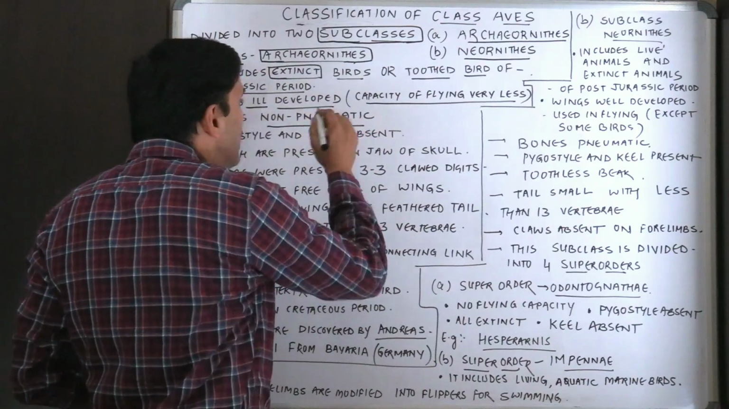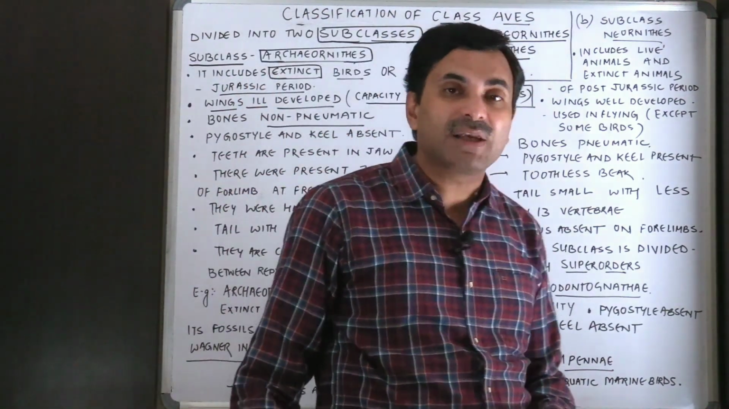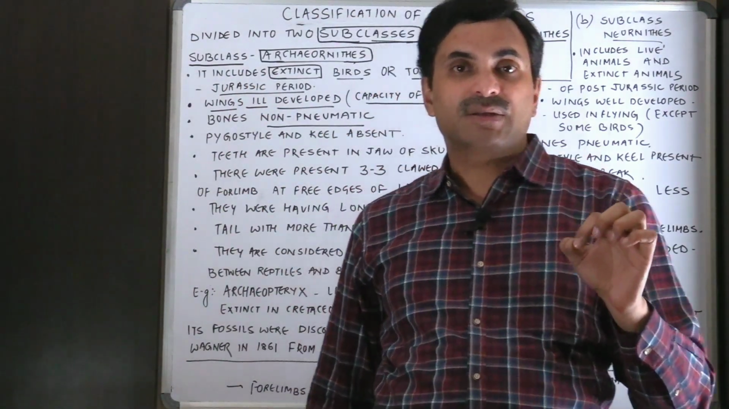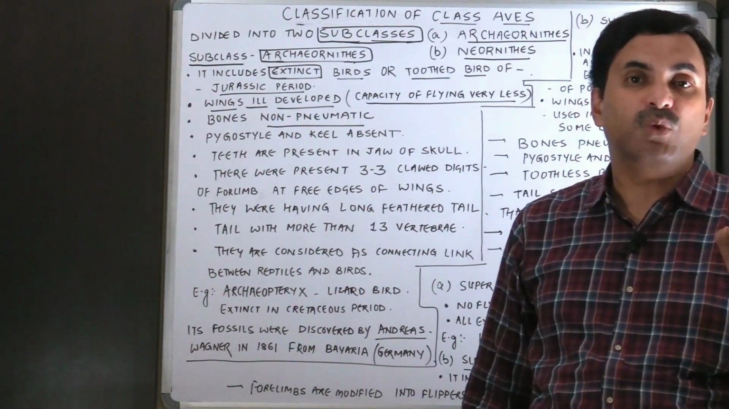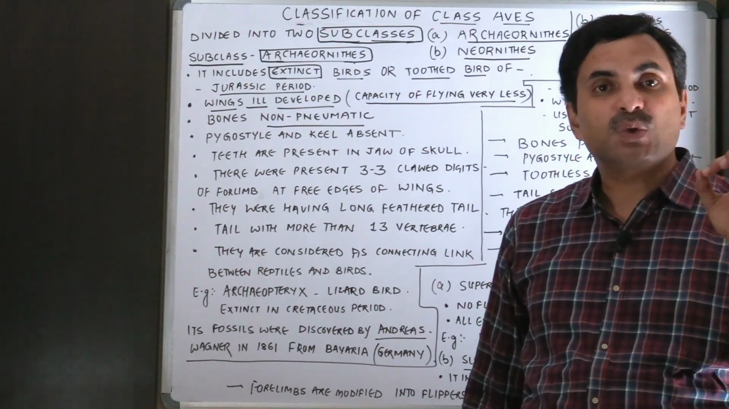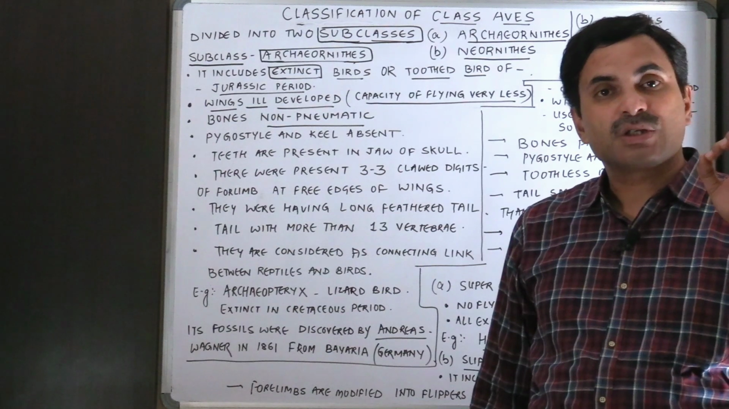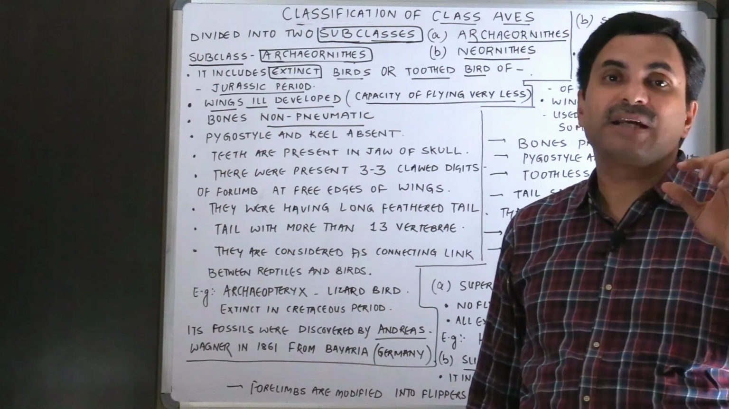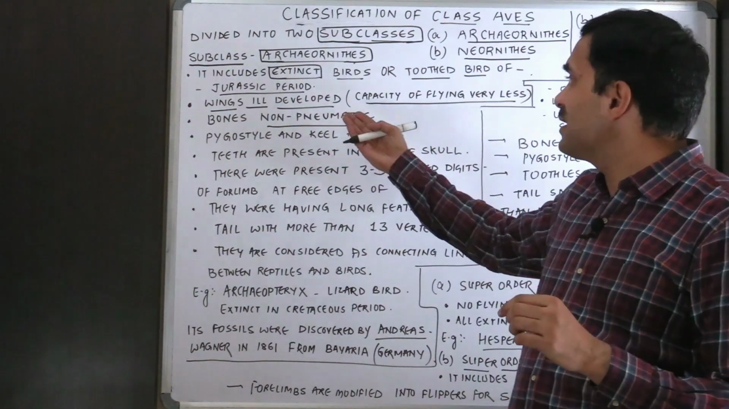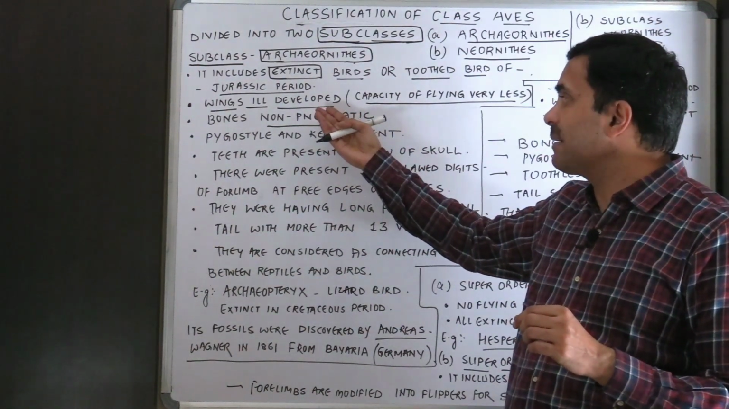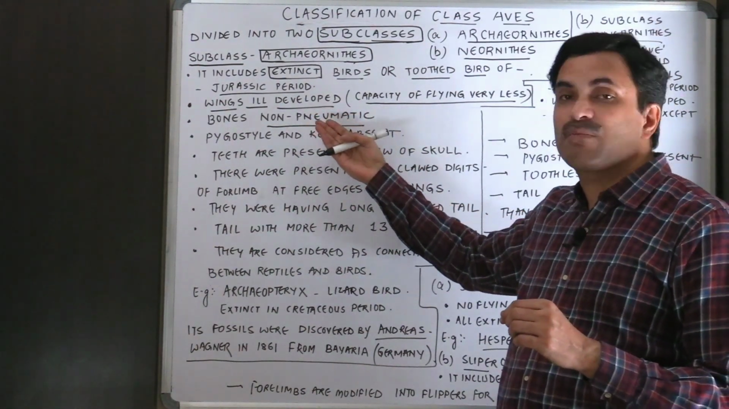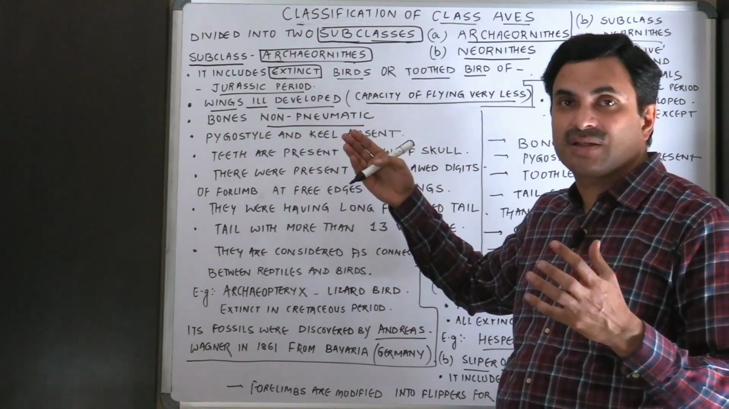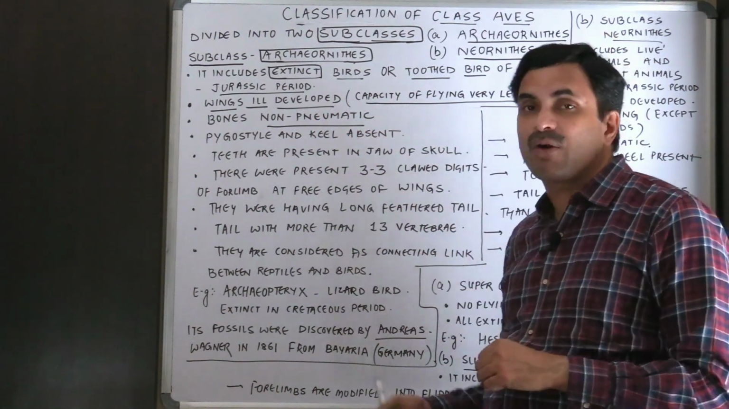Bones were non-pneumatic. You know very well that all the modern birds have pneumatic bones. Pneumatic bones means hollow bones, which give the bird the facility to become light in weight. But as they did not have so much flying capacity, their bones were not light, they were non-pneumatic, all right.